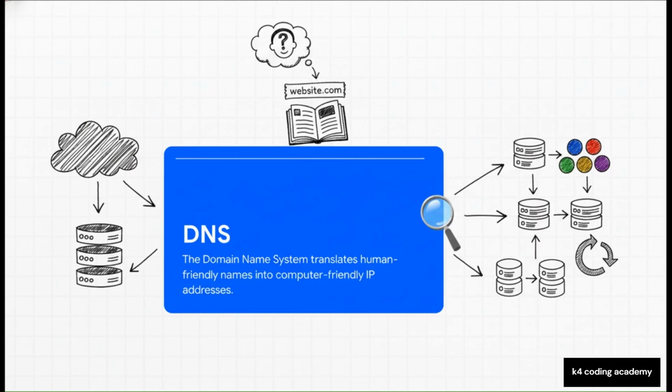It's literally the internet's phone book. It does that simple, critical job of translating a name we can remember, like website.com, into an IP address a computer can use. But modern DNS does even more, with services like AWS Route 53 using it for complex traffic balancing and caching.